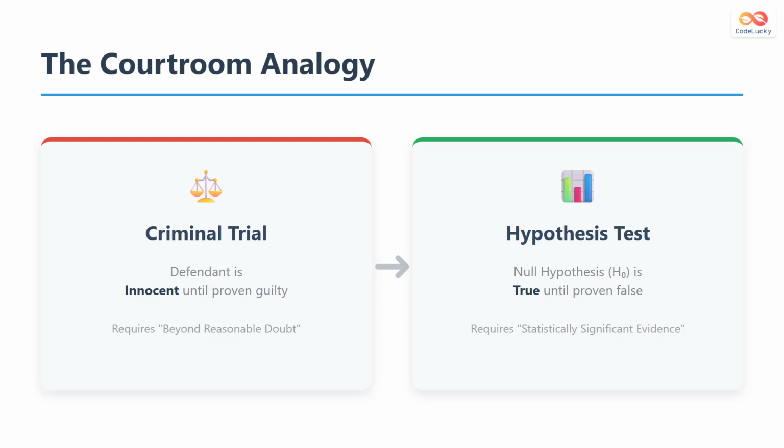To understand this, let's look at a courtroom trial. In a criminal trial, a defendant is presumed innocent until proven guilty. The prosecutor must present enough evidence to convince the jury beyond a reasonable doubt. In statistics, we do the exact same thing. Our innocent assumption is called the null hypothesis, or H0. We believe it is true until the data proves it false. We need statistically significant evidence to overturn this assumption.